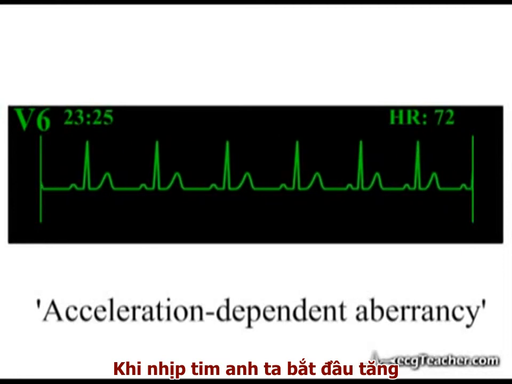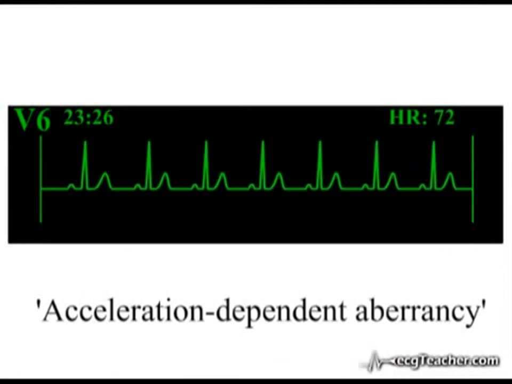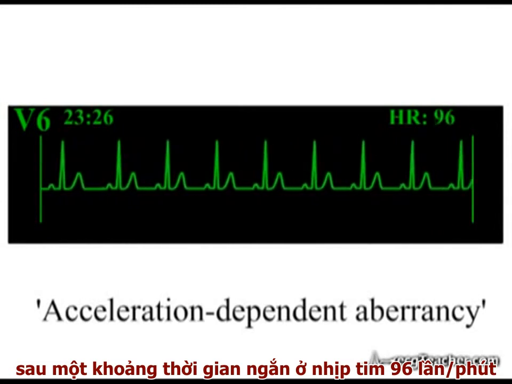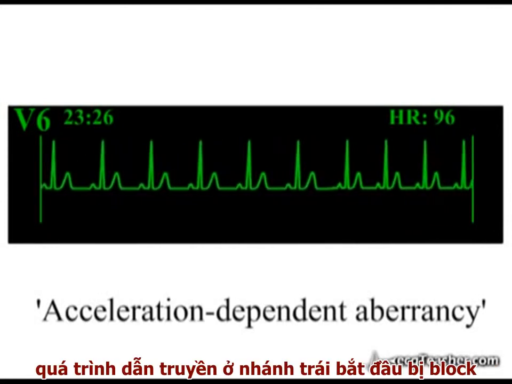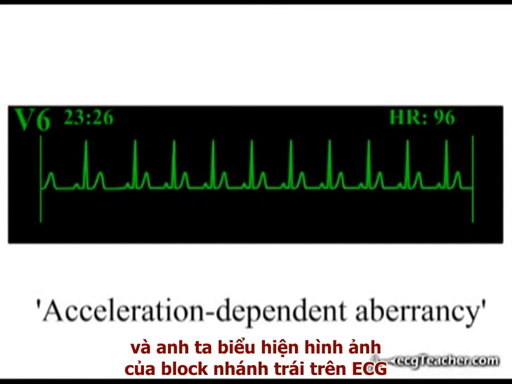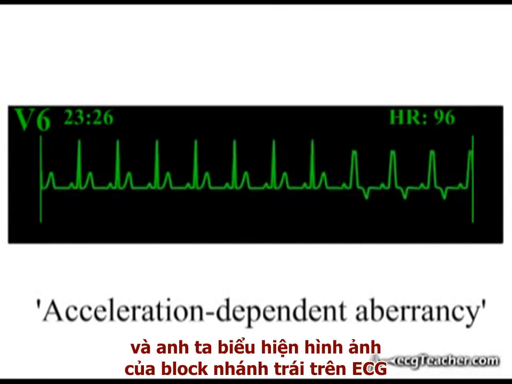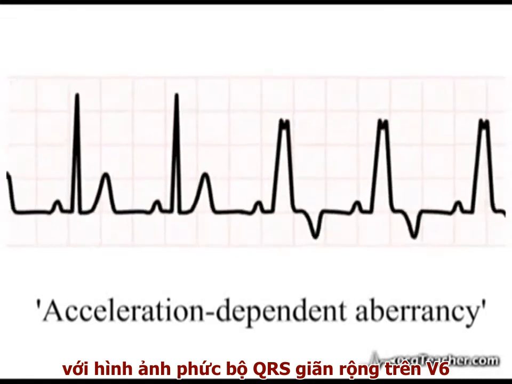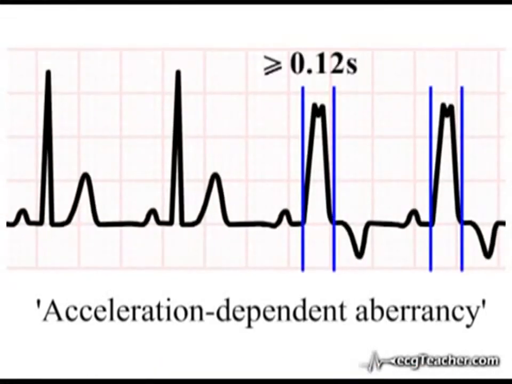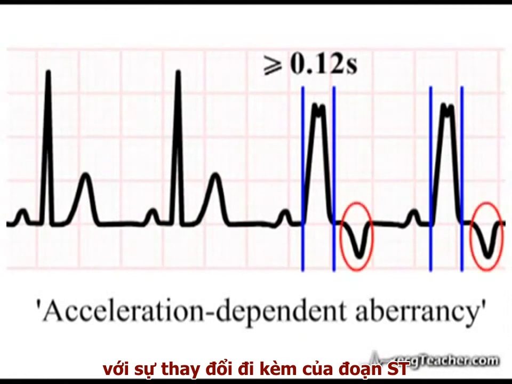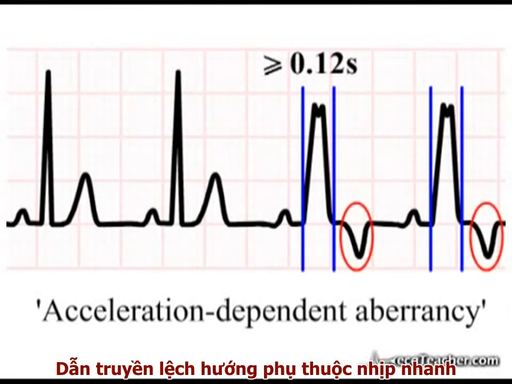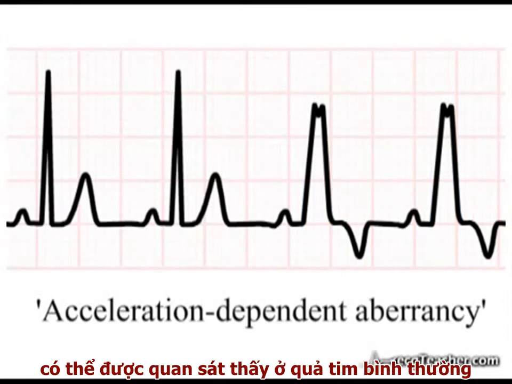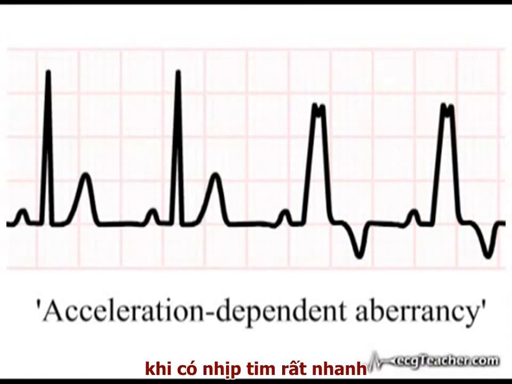As his heart rate begins to rise, note that after a short period of time at a rate of 96 beats per minute, conduction in the left bundle branch fails, and he develops a left bundle branch block pattern on the ECG, resulting in broad positive QRS complexes in V6 with associated ST changes. Acceleration-dependent aberrancy can be observed in normal hearts at extremely high heart rates.